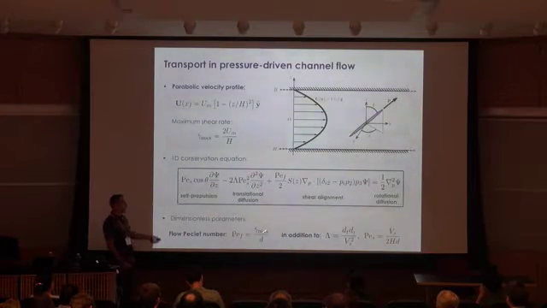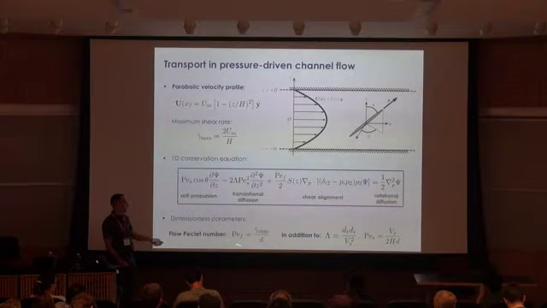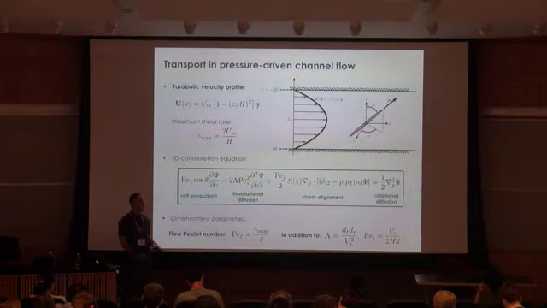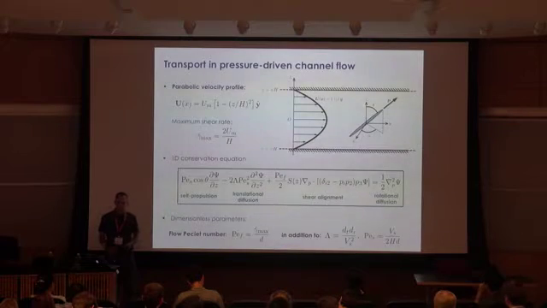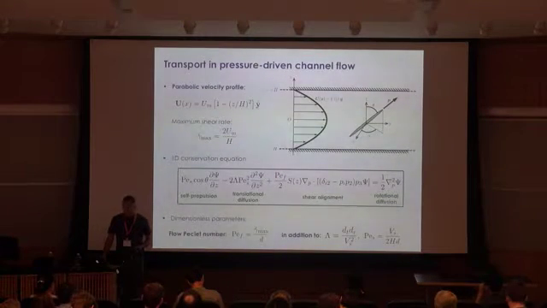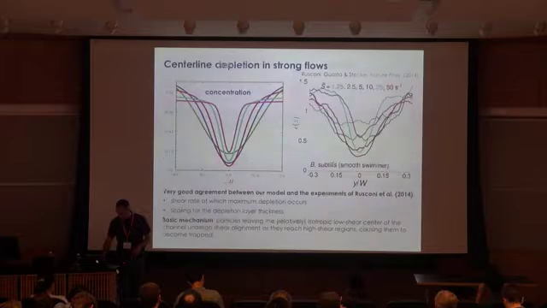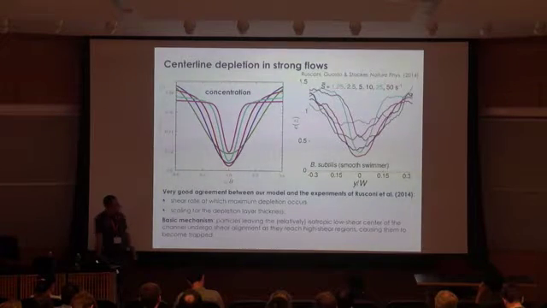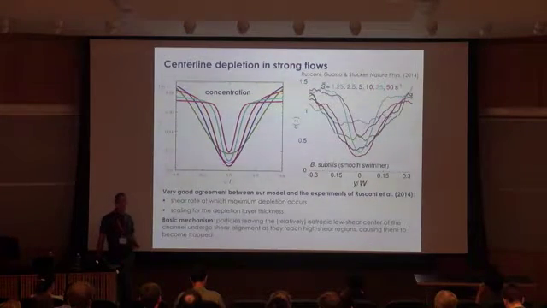There's one more dimensionless parameter in this case, which I'm calling the flow Péclet number, which is the ratio of the wall shear rate over the rotational diffusivity. And this is the usual Péclet number that you would use for passive suspensions. So you solve these equations, and one thing that we see, which is also seen in experiments, is that there's a centerline depletion that occurs when you apply a pressure-driven flow.